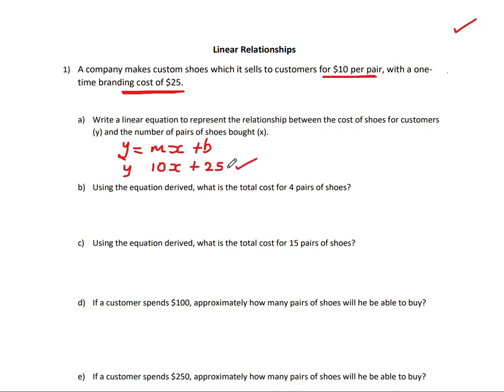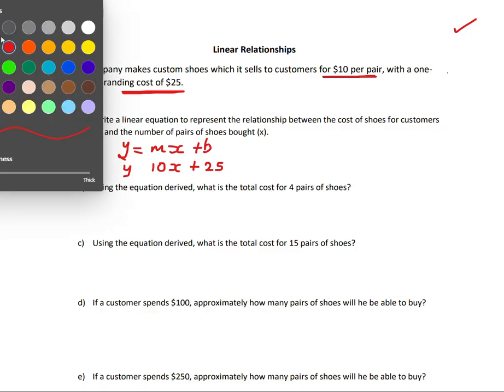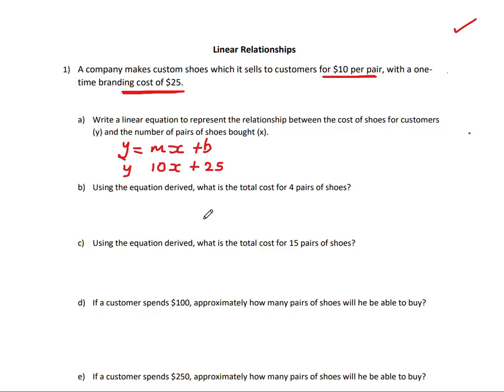10x plus 25. 25 is just a one-time cost. So regardless of how many pairs of shoes the customer buys, that 25 will just be a one-time cost. It will only be paid once. So that's why it is the constant value. So that is the equation that describes this situation.